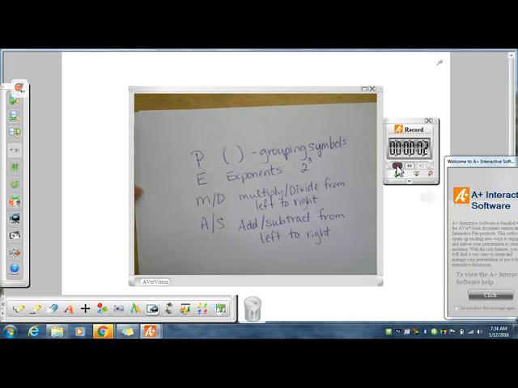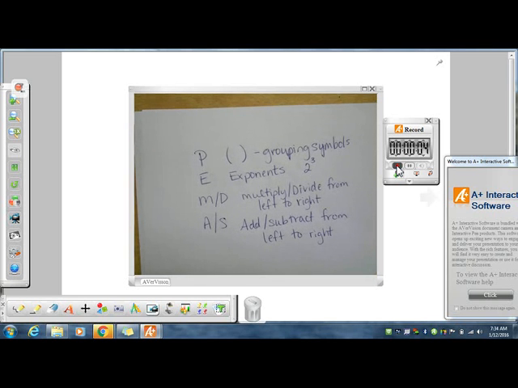Today we're going to talk about the order of operations. Oftentimes we use an acronym like PEMDAS or a saying like "Please excuse my dear Aunt Sally" to help us remember the order of operations. PEMDAS, P-E-M-D-A-S, helps us to remember.